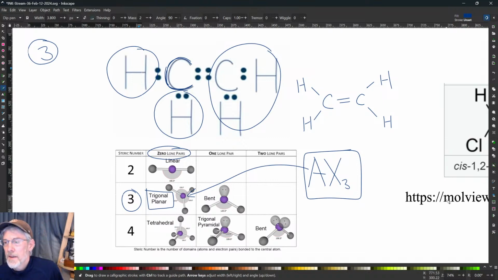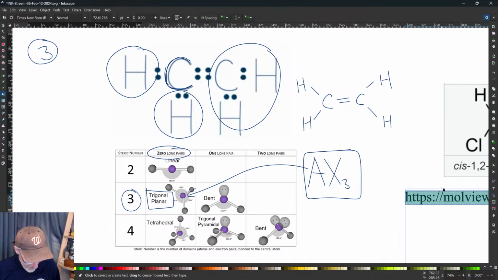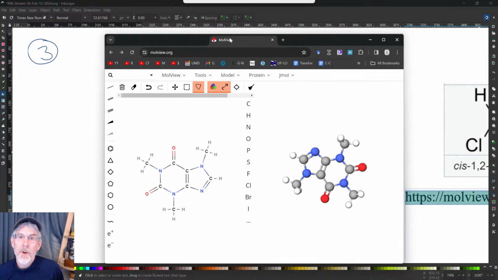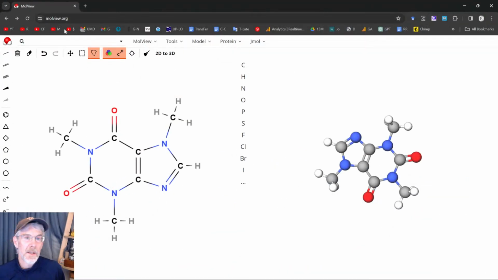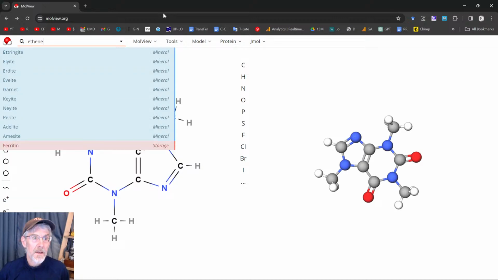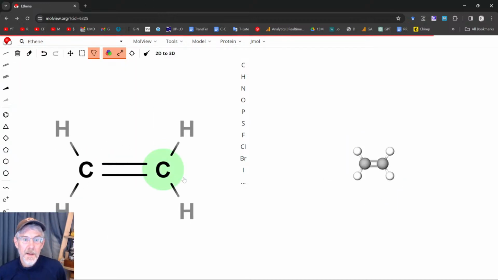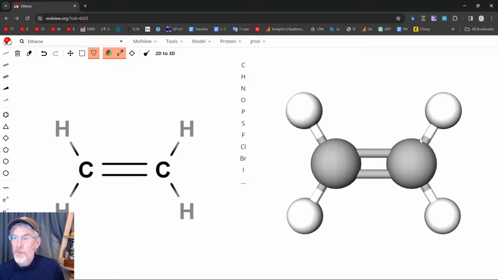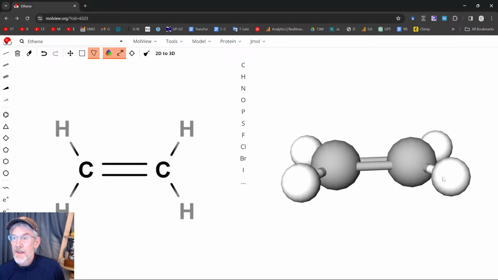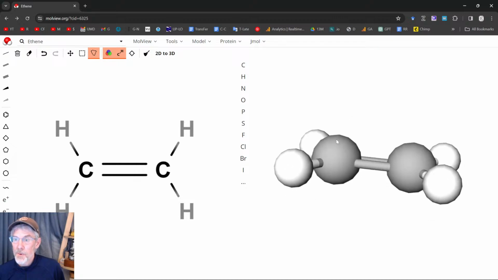Let's take a look at that in 3 dimensions. This is kind of an interesting one. This is a program called MoleView that I really like to use. You can type it in, like ethene, and then it brings it up for us. Then we can rotate this in 3 dimensions. So you can see it's flat. If you look at this carbon here, that's your trigonal planar, it's flat.